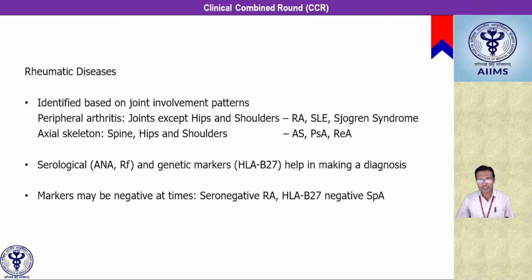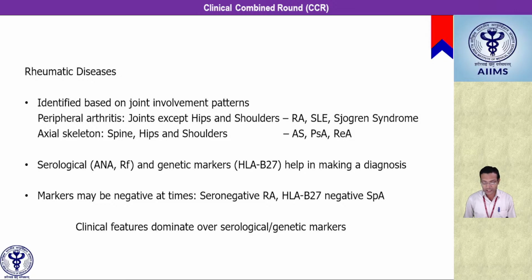Similarly, rheumatic diseases are mostly identified based on the joint involvement pattern. Like in patients with rheumatoid arthritis, lupus, and Sjogren, we have more of peripheral arthritis in the form of hand and foot joint involvement. Whereas in diseases which are spondyloarthritis like ankylosing spondylitis, psoriatic, and reactive, we have more of axial skeleton involvement in the form of spine, hips, and shoulders. Though we have serological and genetic markers for both the diseases, they are not sacrosanct. And therefore, in making the diagnosis, clinical picture dominates over these markers.